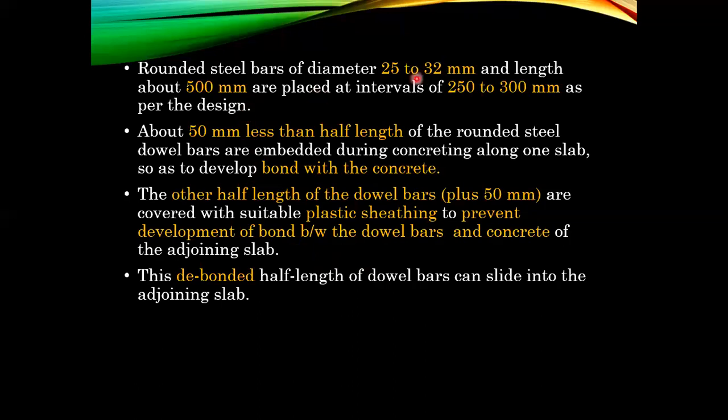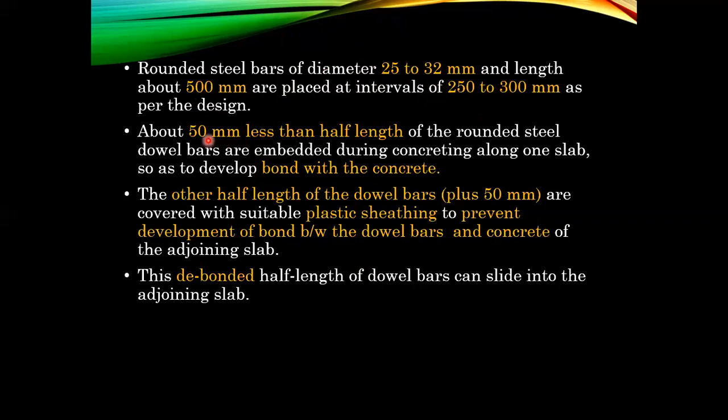Next, these are the dimensions of the dowel bar. The diameter is 25 to 32 mm, and the length is 500 mm, and the spacing between two bars will be 250 to 300 mm. Okay, that is the first point.